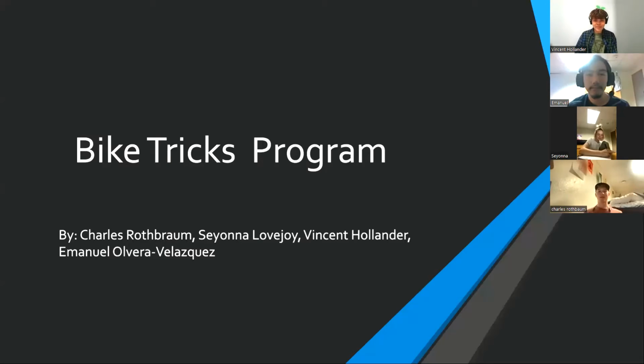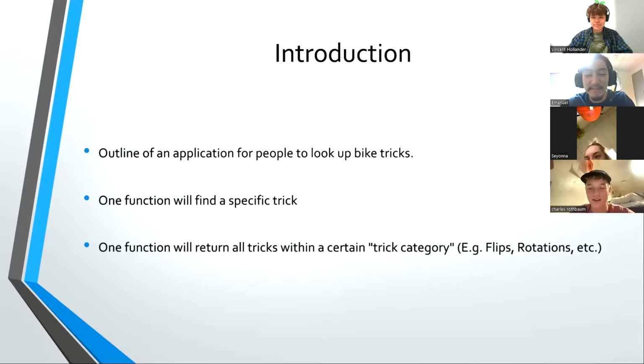Well, this is our bike trick program. The type of data we decided to analyze was bike tricks. There's hundreds of different types of bike tricks, and they all have different descriptors to them. For example, you have rotations and flips and ones where you're taking your hands off.